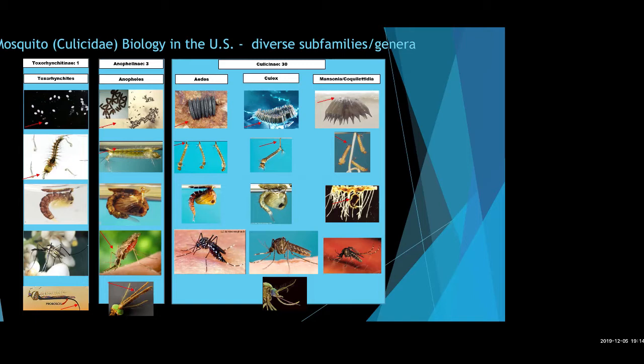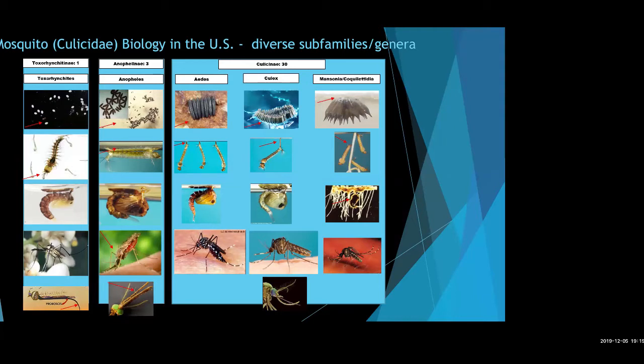Anophelines, the eggs are laid on the water surface. They often clump together, but they have little floats that allow them to float and scooch across the water. The larvae of Anophelines lie perpendicular to the water surface. They lack a siphon, and so you see that it is resting up against the water surface so that it can breathe.